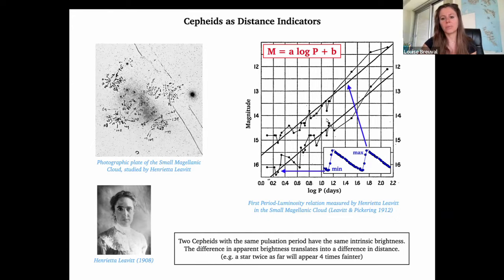In her plot, it's a little bit different to what we do today. She's showing 2 different lines. One corresponds to the minimum of the light curve, and the other one is the maximum. But overall, the conclusion is the same. It's a strong correlation between log P and the magnitude. This is now called the period-luminosity relation. I'll call it the PL relation or the Leavitt Law during this lecture.